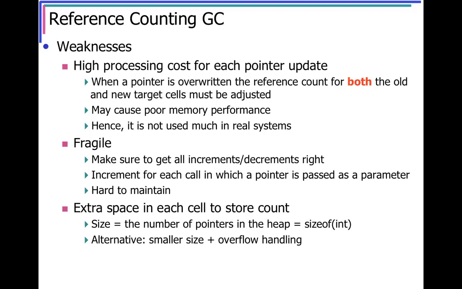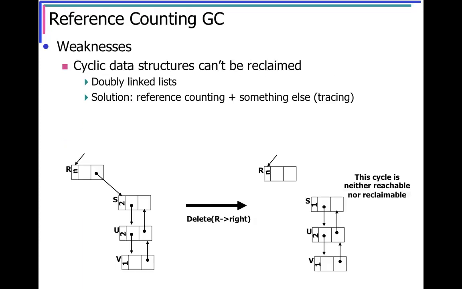The next weakness of reference counting is that it's very fragile. When we're developing a reference counting garbage collector, it's hard to get the increments and decrements right, and it's hard to maintain this garbage collector. The next weakness is that there's extra space added to each cell or each object in its header to hold the count. We have to hold enough space, or we have to have an alternative for what happens when that space overflows.